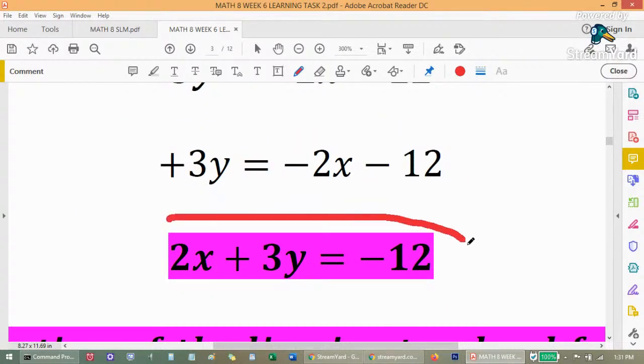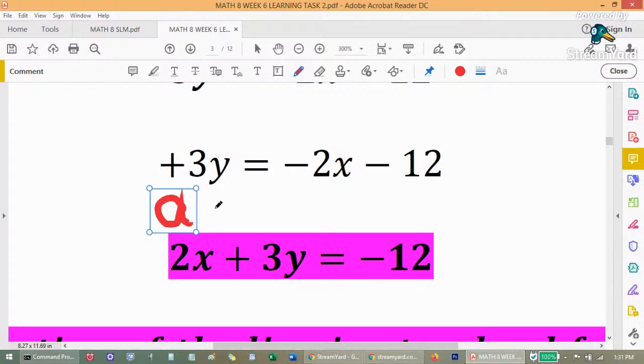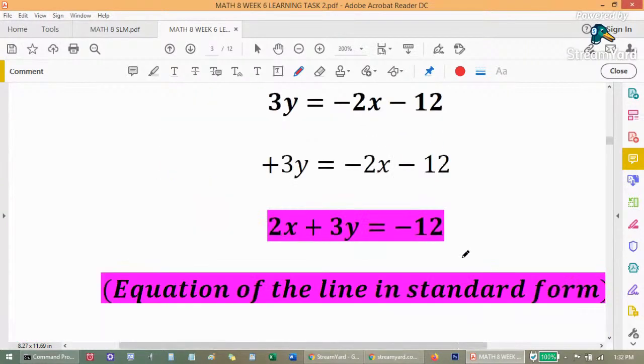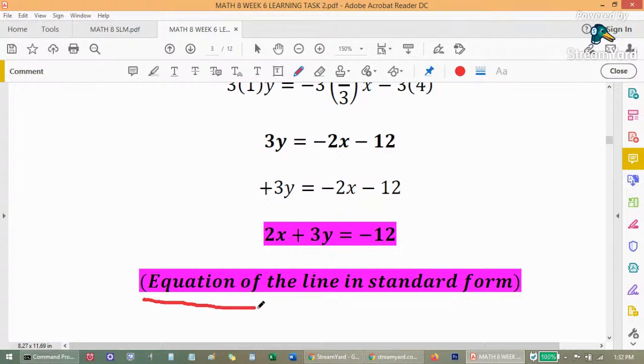Okay, so ito na yung equation natin. Ito ay nasa form na ax plus by is equals to c, standard form. Okay? So ito na ngayon ang equation of the line in standard form.